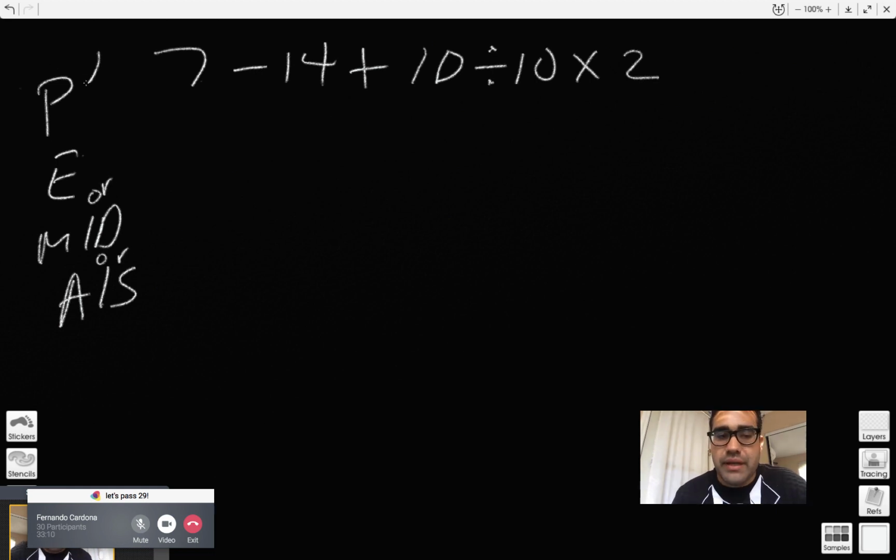What is inside of the parenthesis? Exponents, multiply or divide, add or subtract. So there is no parenthesis. Exponents, there are no exponents. Multiply or divide. Here you have to be careful.